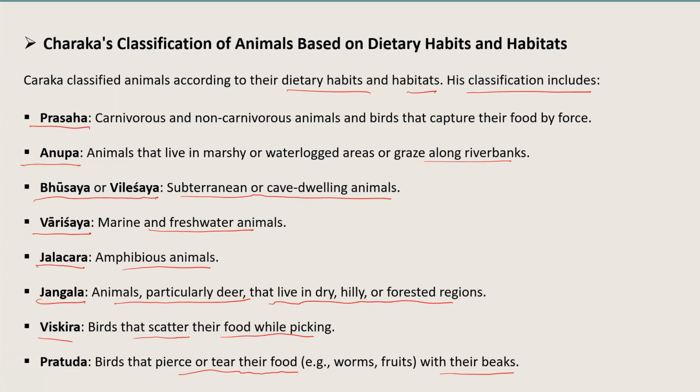So, we can understand that the division is basically based on the birth of the particular animal and their living style at that particular time period. It is really very interesting that at that time period Charak and Sushrut were well acquainted with these animal categories and explained them elaborately.